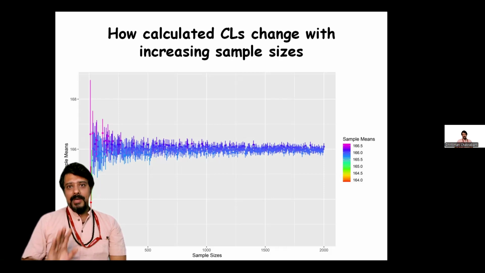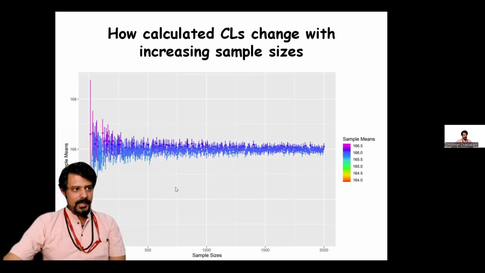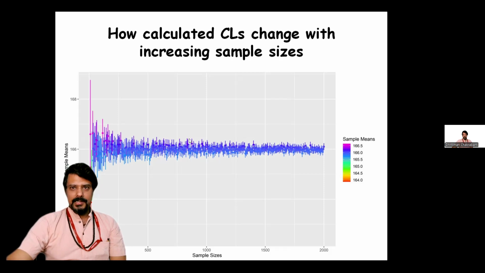A maximum amount of that change would have happened within the first 100 samples or so, and after that, the reduction is pretty gradual. Here, that maximum change is happening up till maybe 250 odd. And after that, there's a very gradual change in the reduction in the confidence limits.